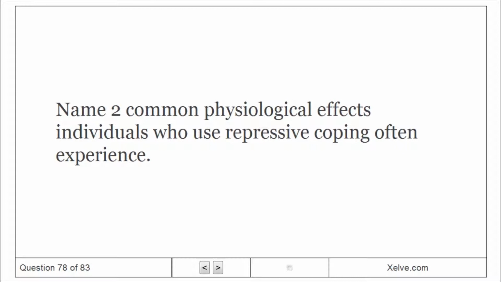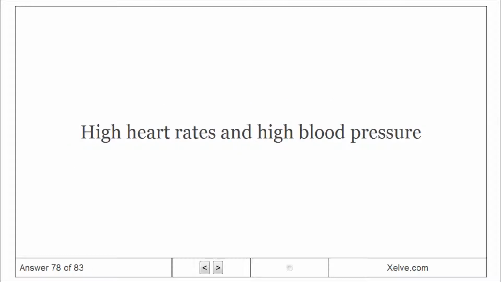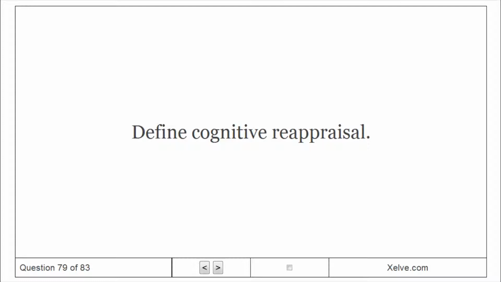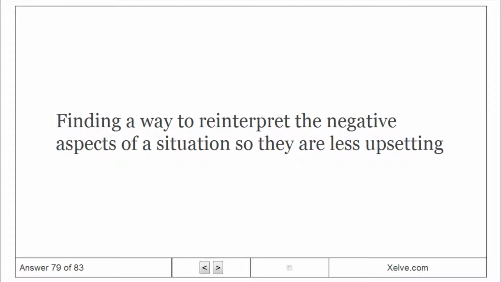Name two common physiological effects individuals who use repressive coping often experience. High heart rates and high blood pressure. Define cognitive reappraisal. Finding a way to reinterpret the negative aspects of a situation so they are less upsetting.